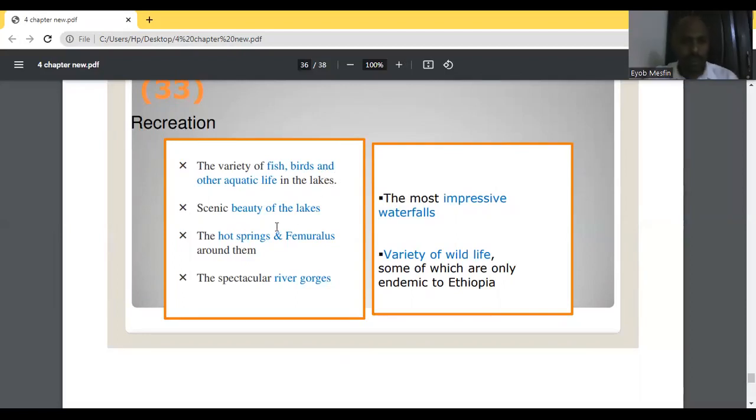The scenic beauty of the lakes by itself, the scenery of the lakes by itself, is used for recreation purposes. People go there and utilize small boats to refresh themselves, and they cross the lakes using those boats. This is the refreshment from the beauty of the lakes.